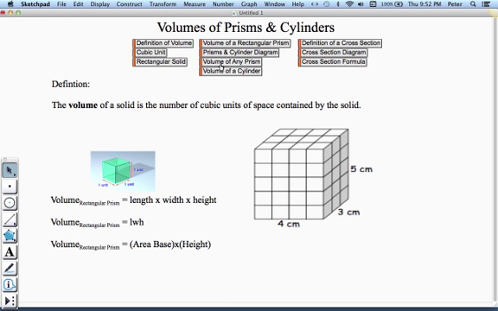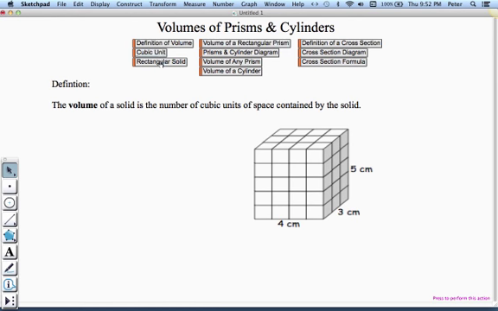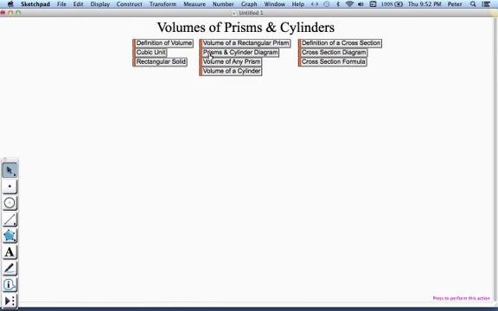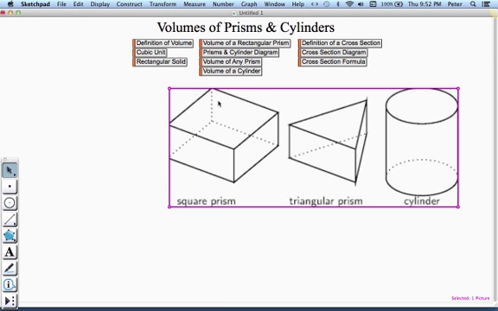Now let's take a look at some other types of prisms and cylinders. And here you can see a square prism. We have a triangular prism. And they're recognizable by their bases and their quadrilateral sides. Well, in a cylinder, we have, again, two parallel bases, but they're circles this time.